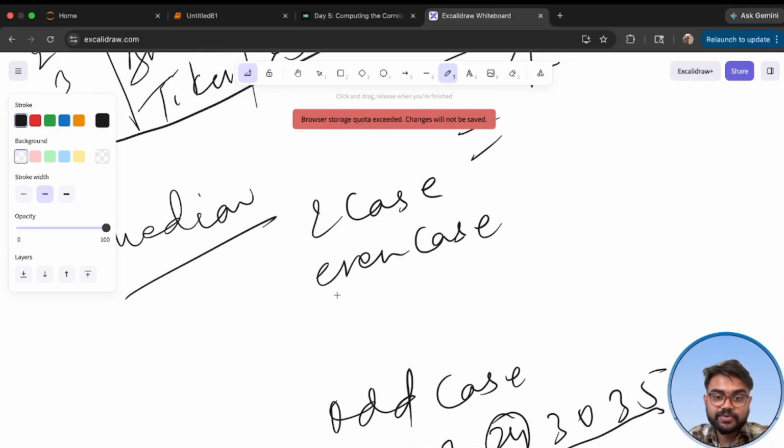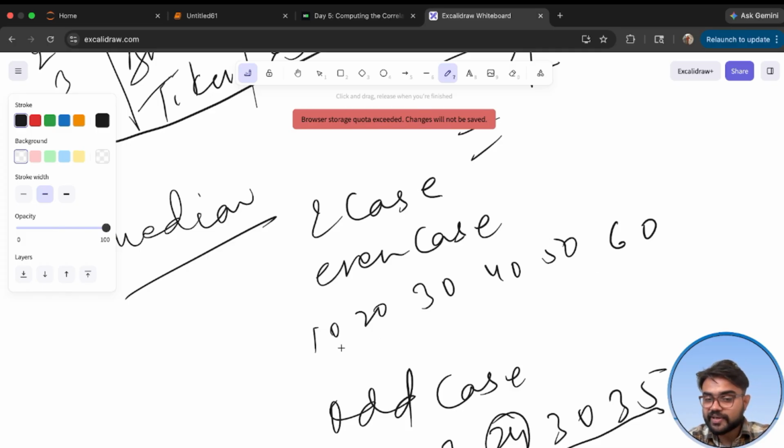And in the even case, what do you have to do? Suppose 10, 20, 30, 40, 50, and 60. Here we have an even case. How can you calculate the median in the even case? 1, 2, 3, 4, 5, 6. So in total we have 6 data here, 6 samples.